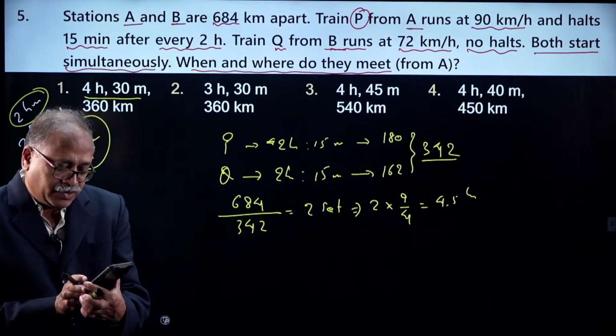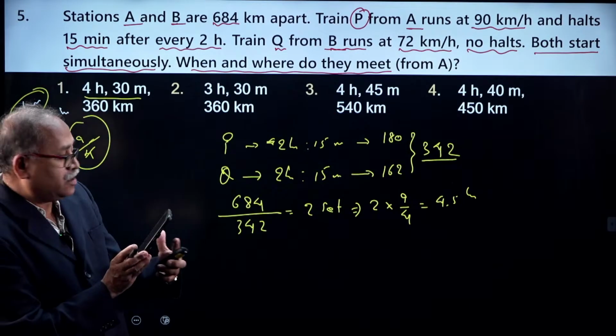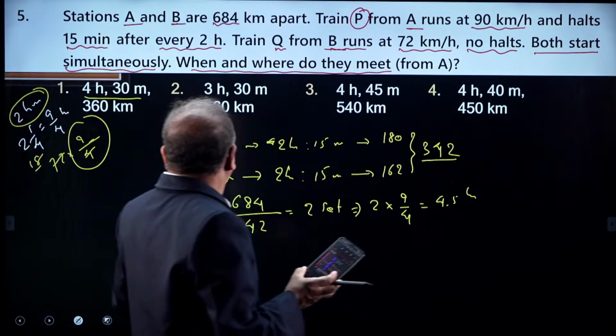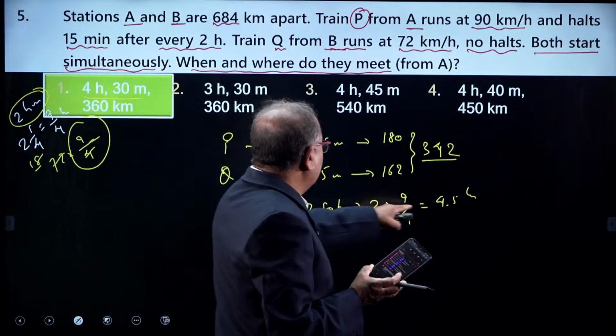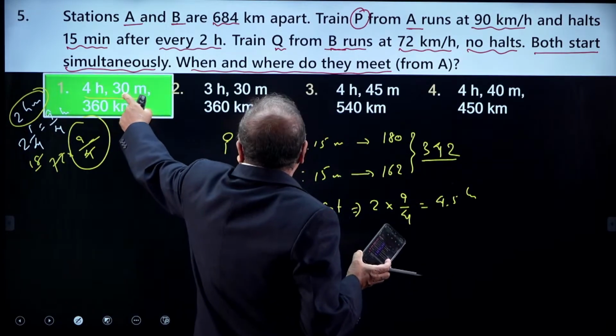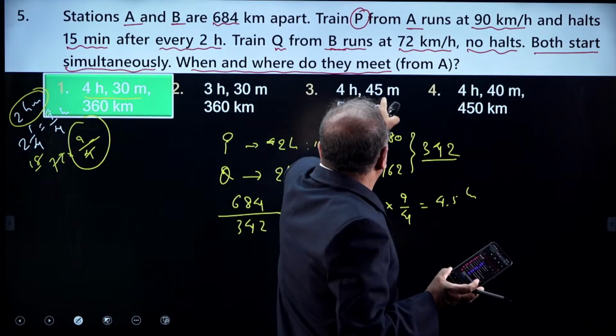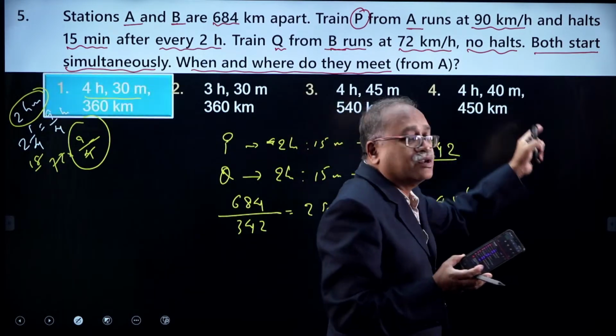Okay, okay. Anyone answer the question? Option A, Prabhu has said option A. Let me check this one. Option A, is that the only one? The options are 4 hours, 4 hours 30 minutes, 3 hours 30, 4 hours 45, 4 hours 40.